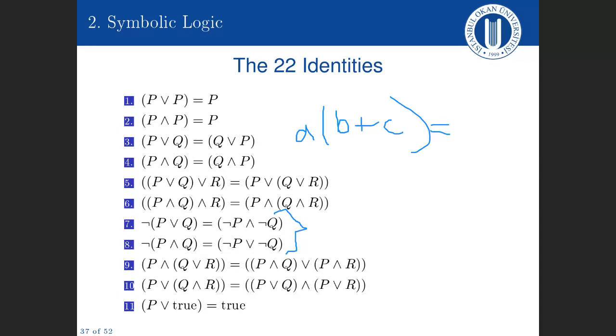Rule number 11, P or true. If P is true, then the left side is true or true, which must be true. If P is false, then the left side is false or true. At least one of those is true, so the whole thing is true.